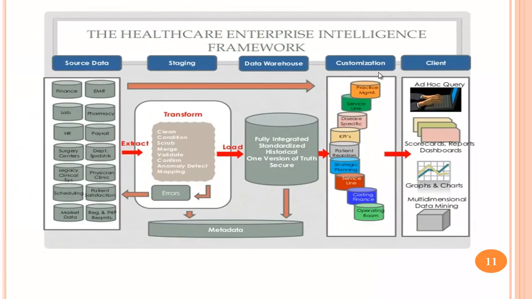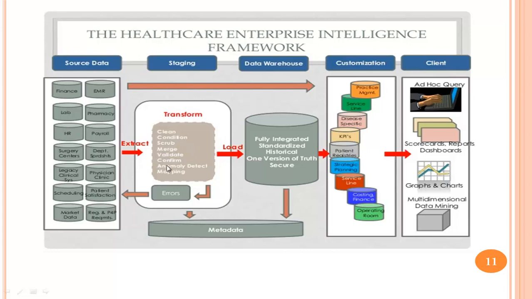Okay. This diagram shows how data collection, processing, and analysis take place using applications. Here we see sources of data like the finance department, electronic medical record, laboratory, pharmacy, human resource department, payroll, surgery center, etc. Using a tool called ETL, extract, transform, and load, data is transferred to the data warehouse. What happens in this step is data cleaning.